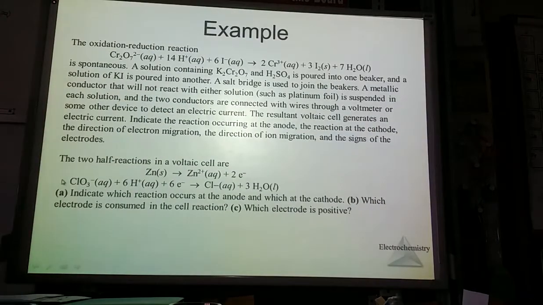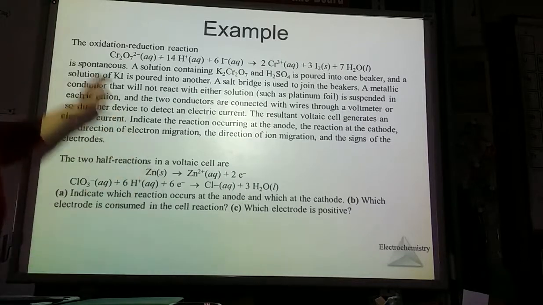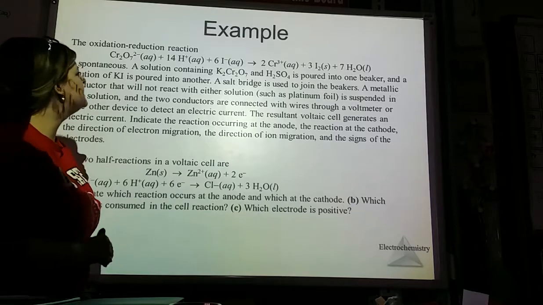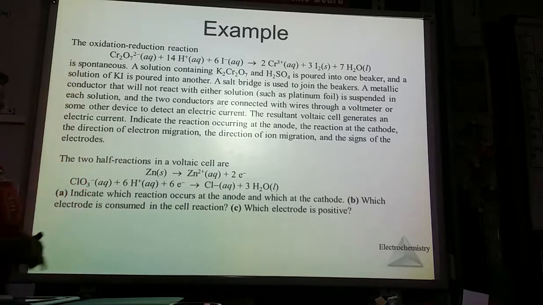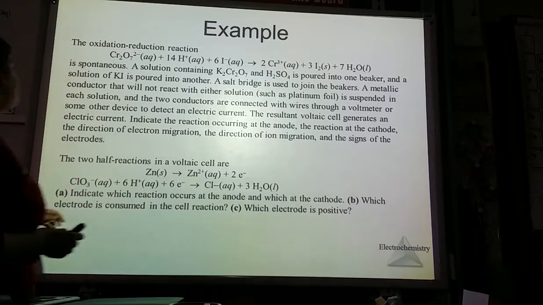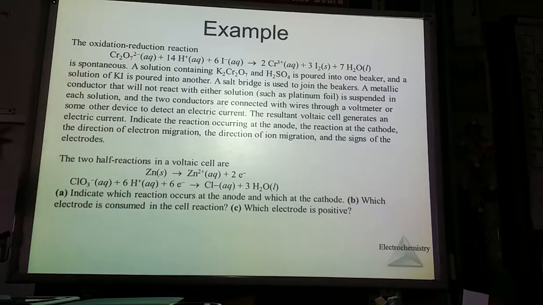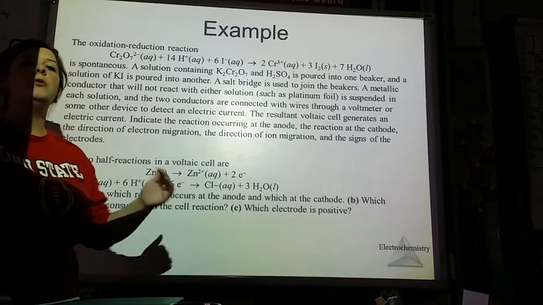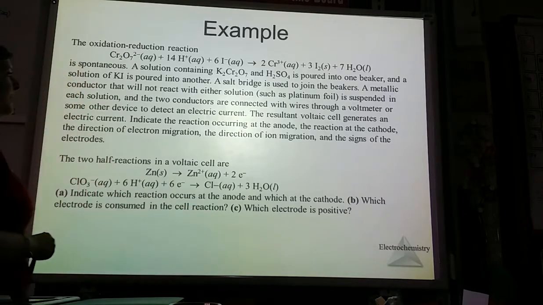Okay, so let's look at this question. It says, the oxidation reduction reaction that you have here is spontaneous, meaning it's just going to occur on its own. It says a solution containing K2Cr2O7, potassium dichromate, and H2SO4 is poured into one beaker, and a solution of KI, potassium iodide, is poured into another. A salt bridge is used to join the beakers, so I'm creating some type of voltaic cell.